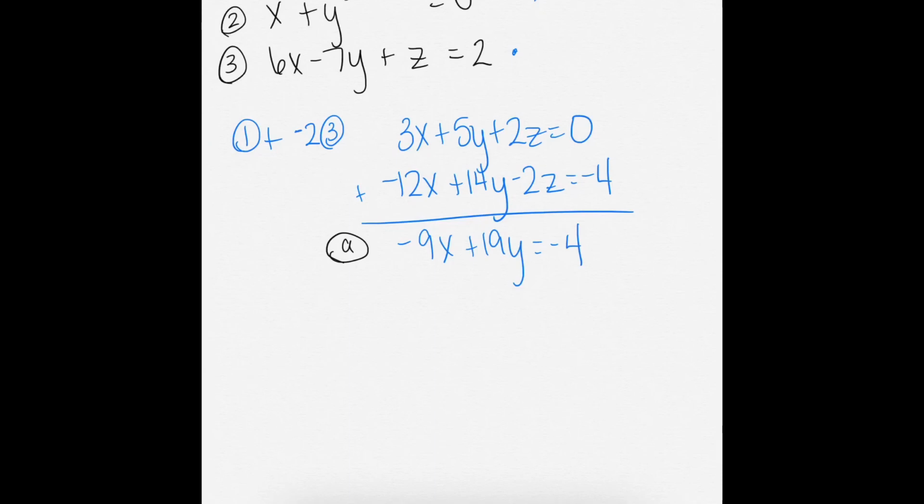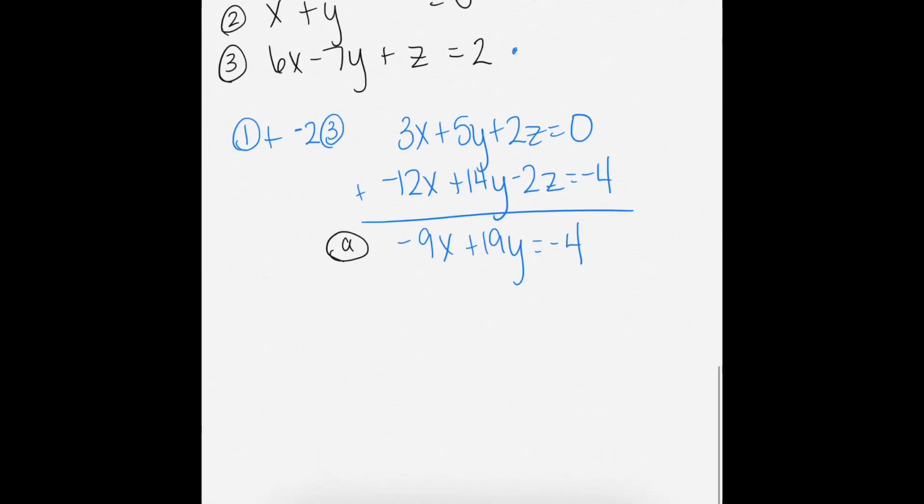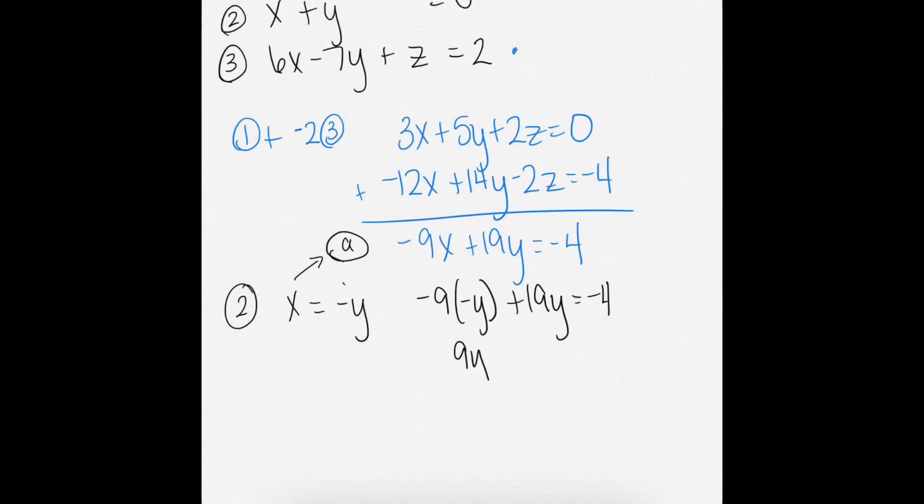For this one, I can do it either way, but this one is so nice, I almost want to do substitution. So let's go ahead and do substitution. If I use equation 2, let's just say x is equal to negative y. So I'm going to plug that into equation A. So if x is equal to negative y, instead of x in negative 9x, I'm going to write negative 9 times negative y plus 19y equals negative 4. That gives me positive 9y plus 19y equals negative 4.